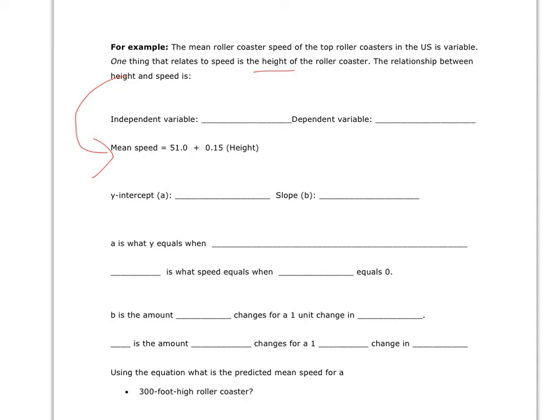So we want to pick out what the y-intercept, or A, is in this example. That's going to be the 51 miles per hour. And the slope is the 0.15. Okay, and we can think of that as miles per hour per feet of height. So 51 is just miles per hour, and the slope is in terms of whatever the units are on the y over the units on the x.